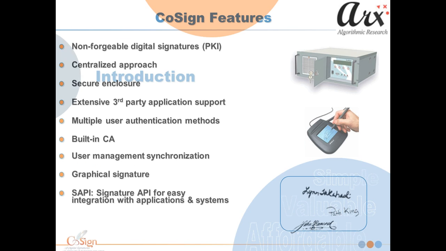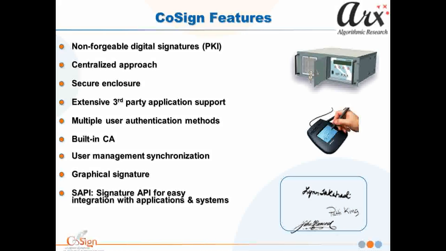So our introduction, as stated. Let's go over some of the features of CoSign. CoSign provides a non-forgeable digital signature based on PKI. It's a centralized approach, so we have a central appliance that stores all of your certificate information, signing keys, as well as graphical signatures. It has a secure enclosure because it is appliance-based, it is on your network. And it provides extensive third-party application support.